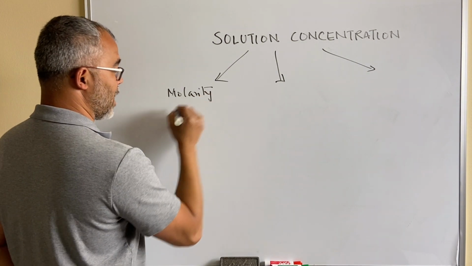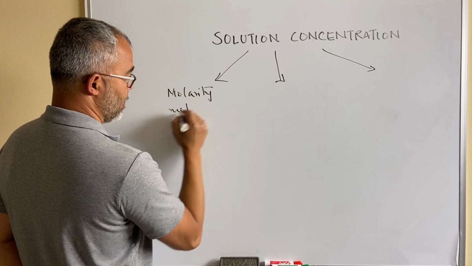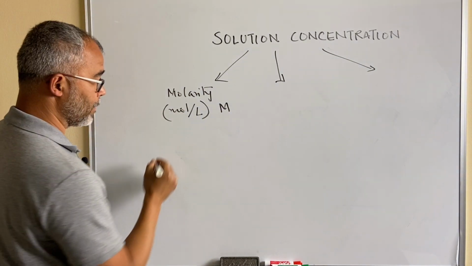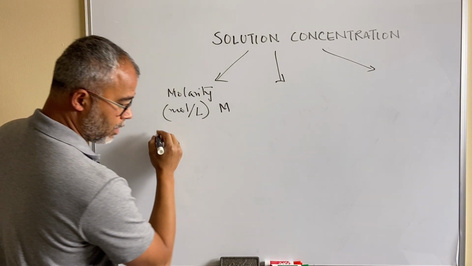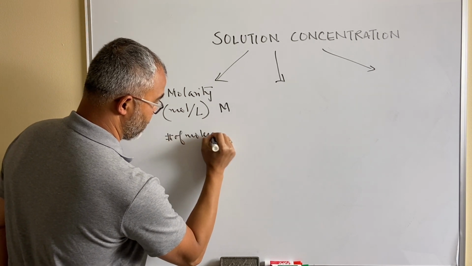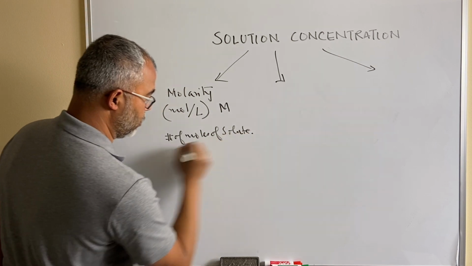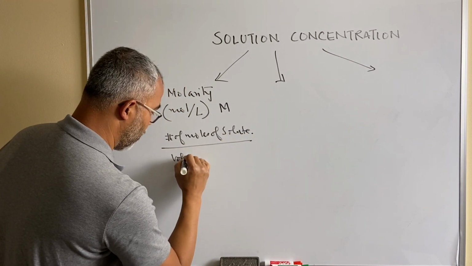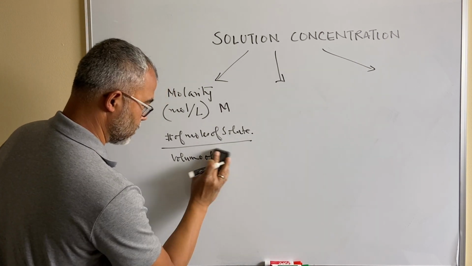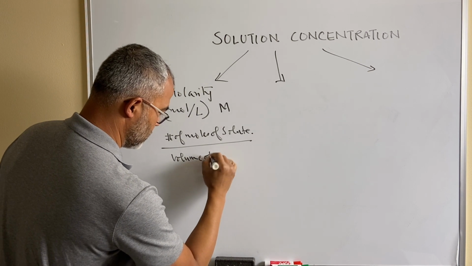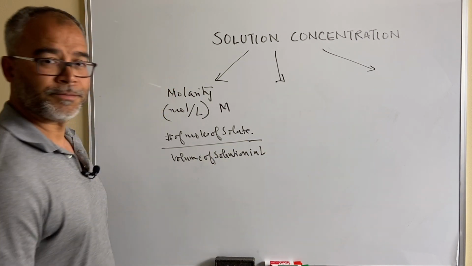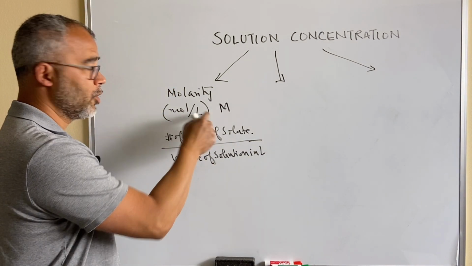The unit of molarity is moles per liter, also represented with a capital M. And the way to express molarity is it's simply the number of moles of solute over the volume of the solution in liters. So if you divide those two, you end up with molarity.